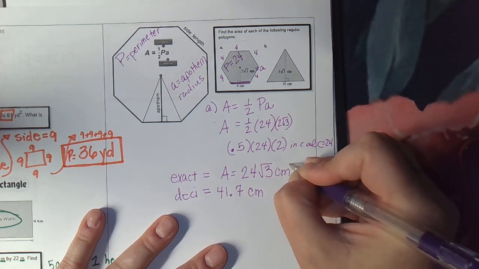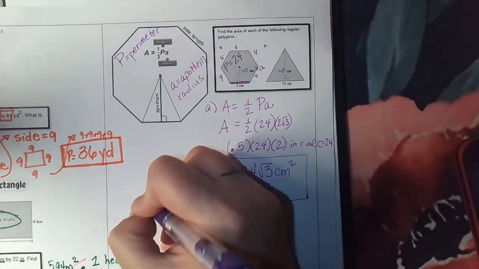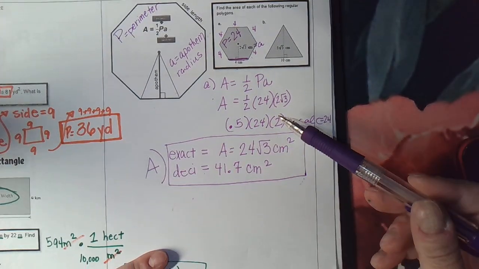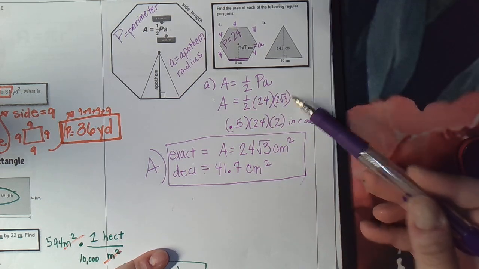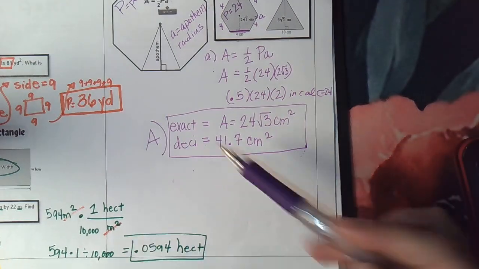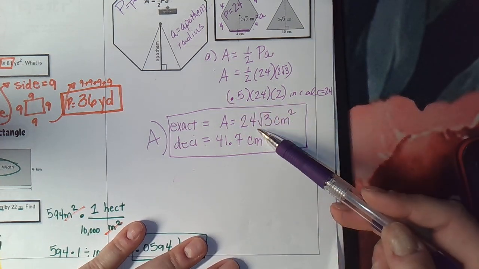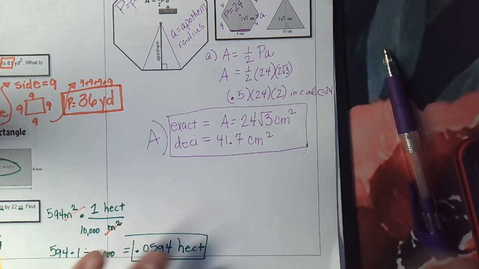And area means squared. So for part A, the exact is what you get when you type all the stuff in the calculator except for that square root. The decimal is what you get in the calculator when you plug in everything, even the square root 3. Okay, let's go to part B.